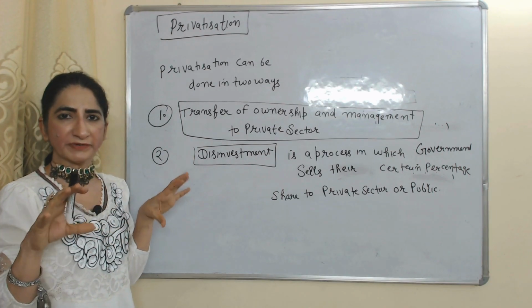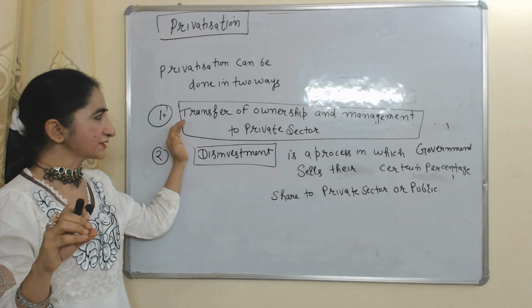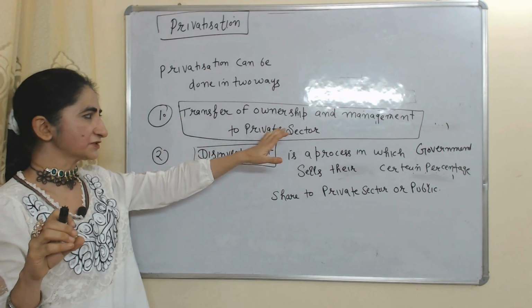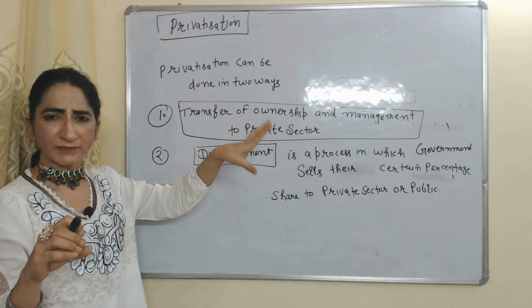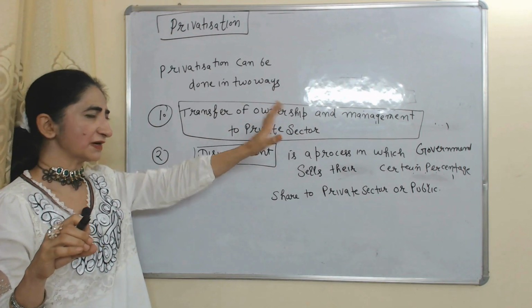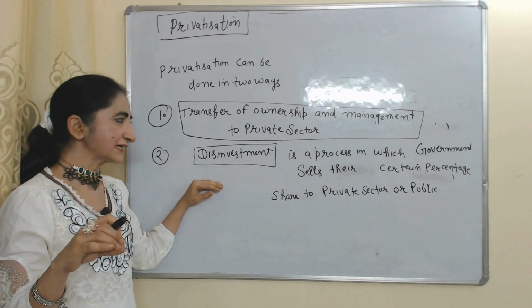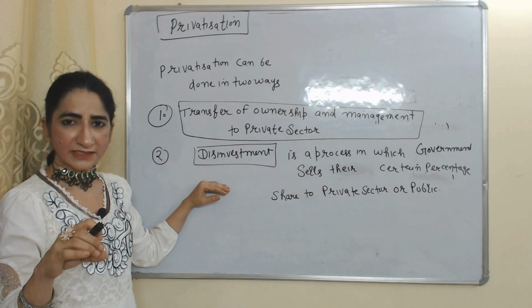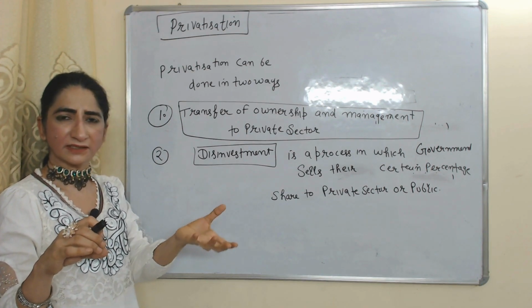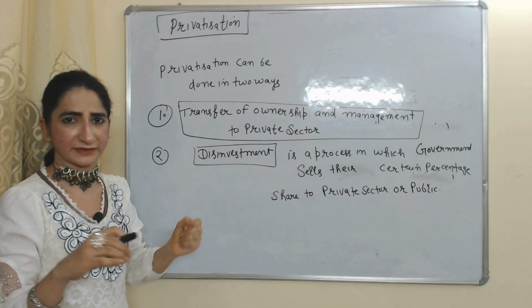The government can do privatization in two ways. First is transfer of ownership and management to the private sector. Here the government completely transfers its ownership and management to the private sector. Second is disinvestment. Under disinvestment, the government sells a certain percentage of its share to the private sector.